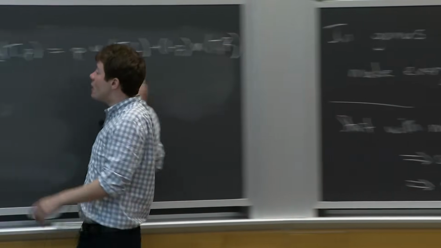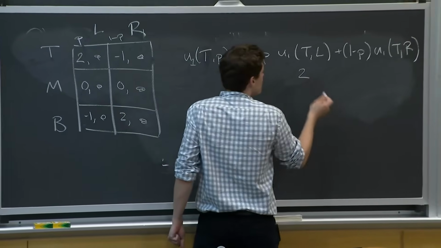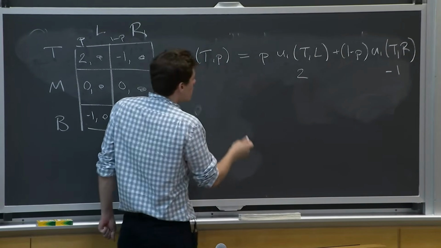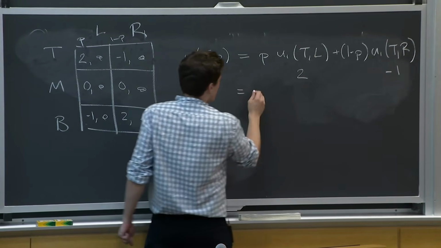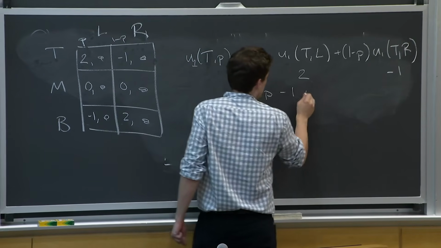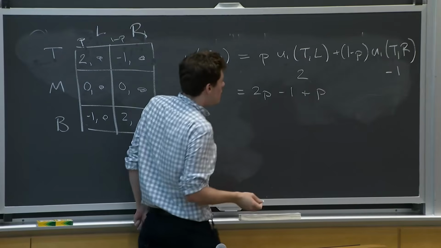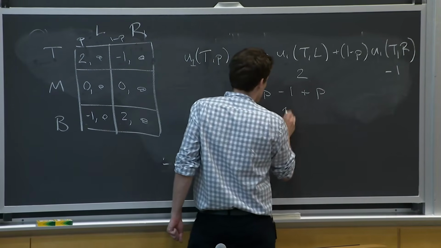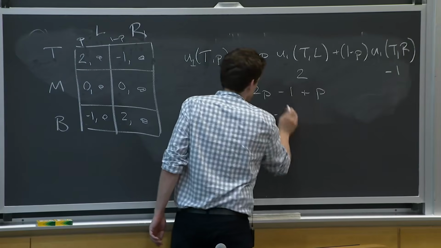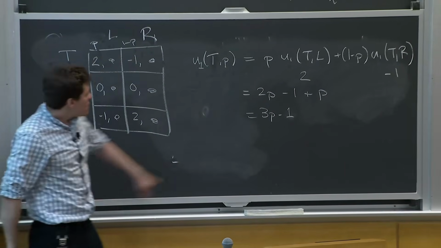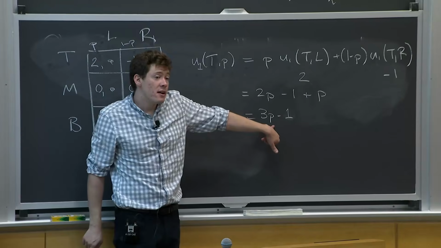So here we can just plug in the numbers. This is going to be a 2, and this is going to be a -1. So what do we get? We get 2p minus 1 plus p, if we do the math right, which equals 3p minus 1. And it's often good to check if this makes sense. The higher is p. Yes?